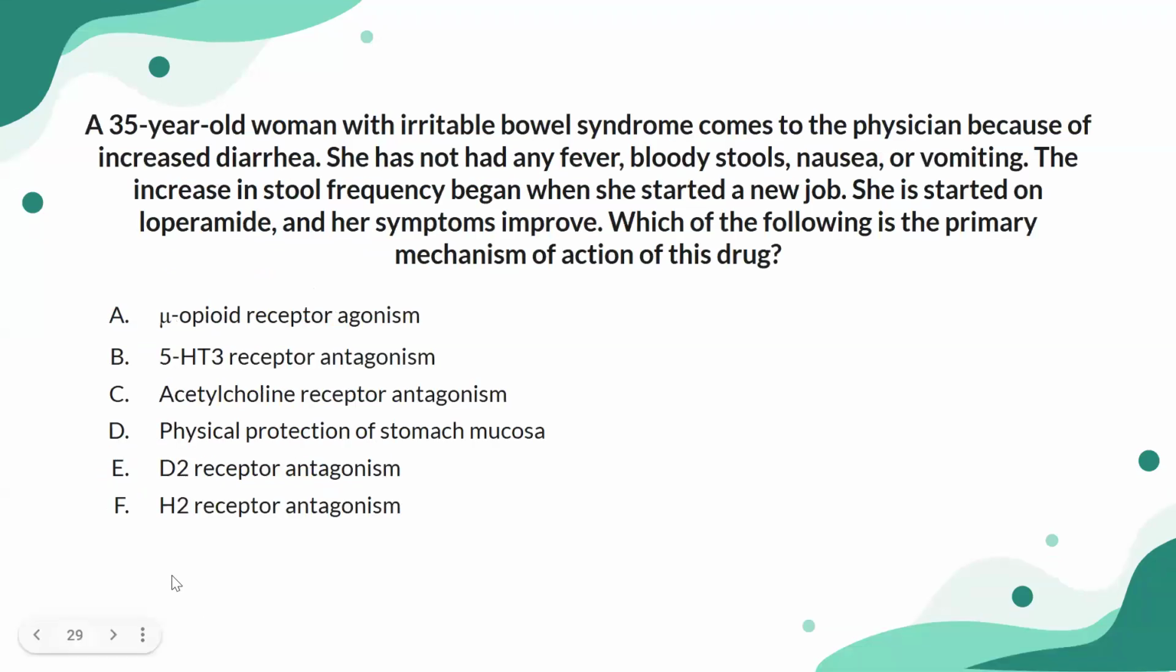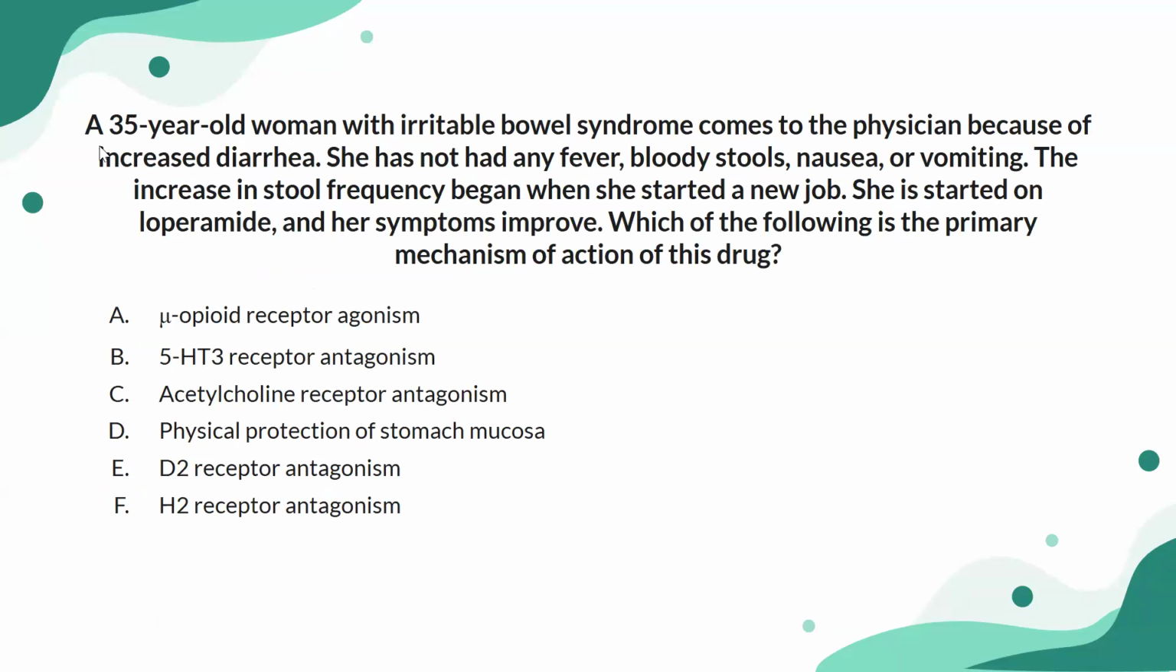Okay. A 35-year-old woman with IBS, now she has IBS, comes to the physician because of increased diarrhea. She has not had any fever, bloody stools, nausea, or vomiting. The increase in stool frequency began when she started a new job. She is started on loperamide, and her symptoms improve. Which of the following is the primary mechanism of action of this drug?